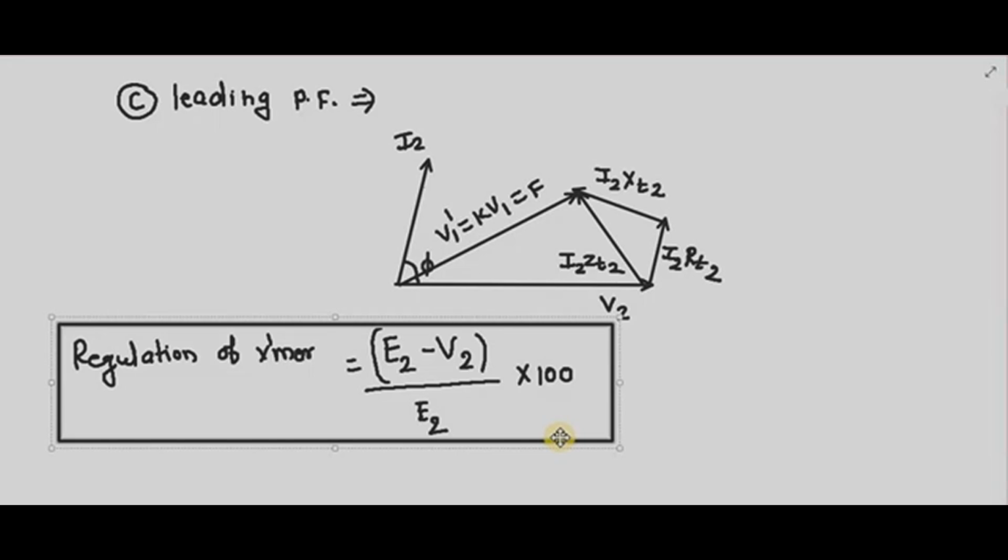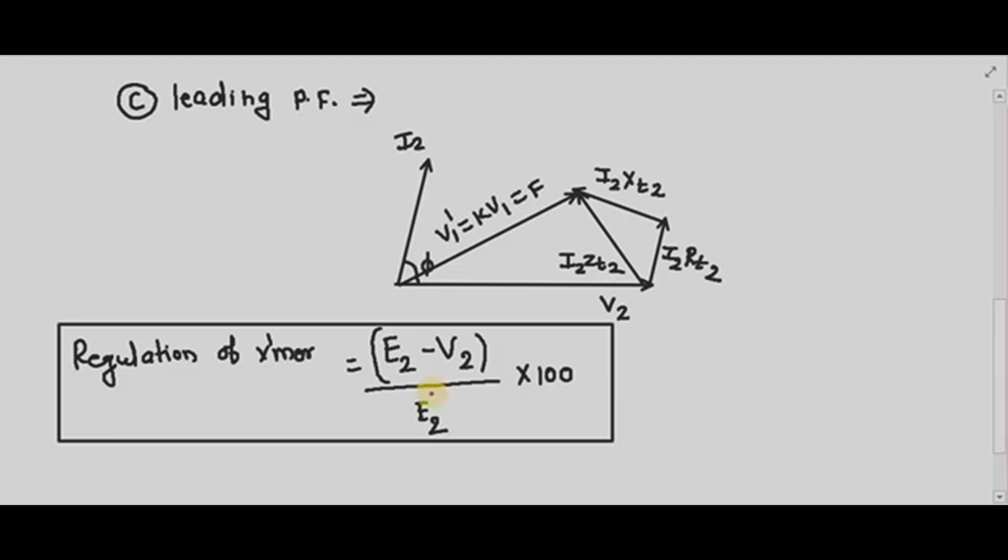Normally the regulation is expressed as a percentage of no load secondary terminal voltage. What is no load secondary terminal voltage? E2. So the numerical difference of the terminal voltage from no load to full load I have expressed with respect to the no load secondary terminal voltage, that is nothing but E2, and it is multiplied by 100 so that I will get the regulation in the percentage.